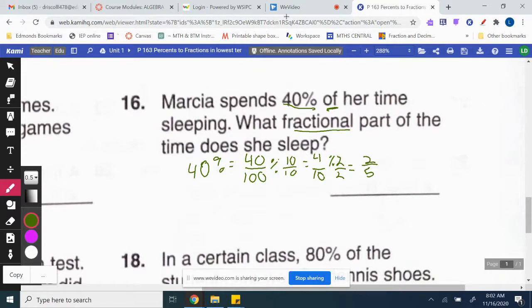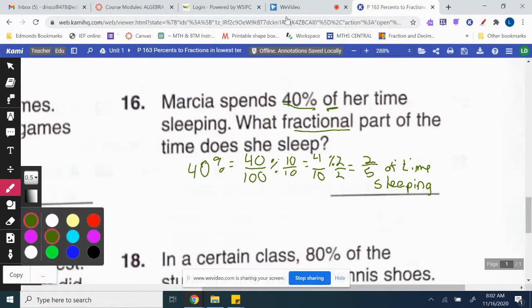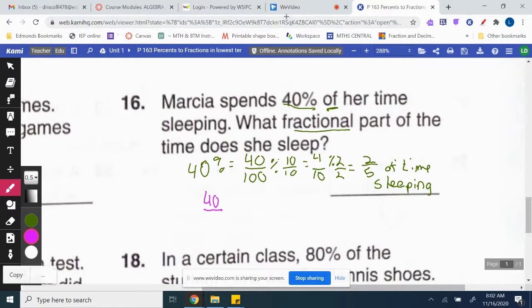And so that's 2/5 of her time sleeping. And again, this is one that you guys could have done a little bit faster with one step by dividing it by 20. 20 goes into 40 2 times, and 20 goes into 100 5 times.